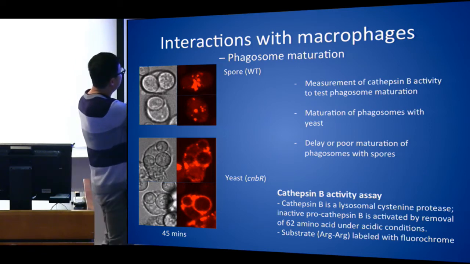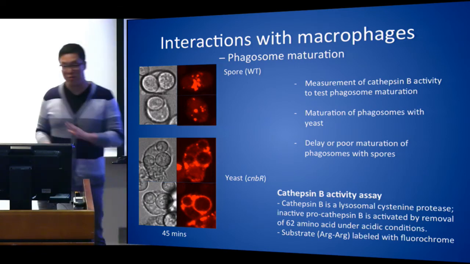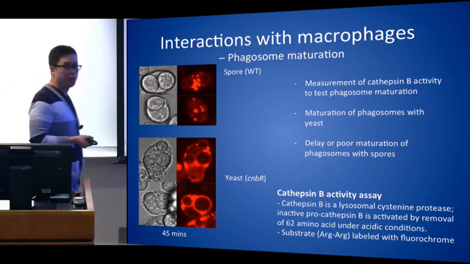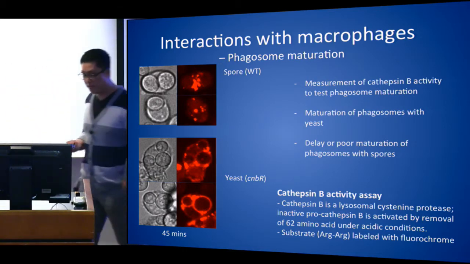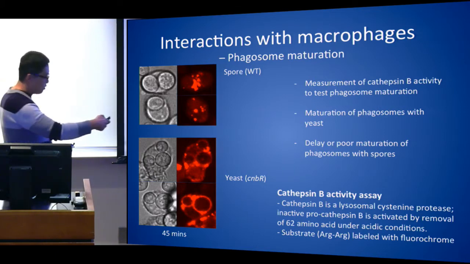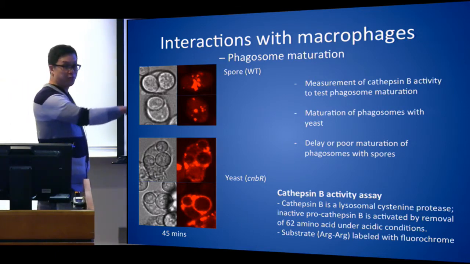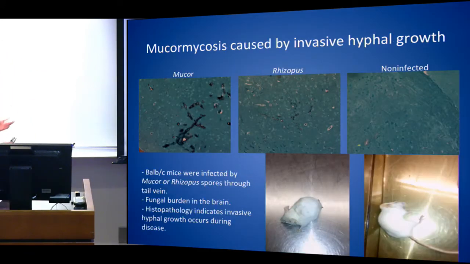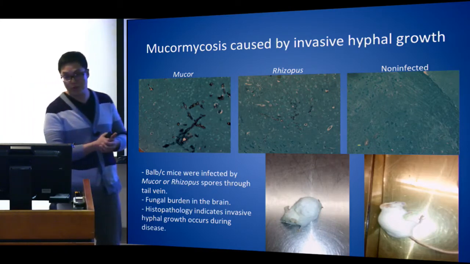But this is not the case with the spores. Phagosome maturation does not occur with the spore. So it seems like Mucor spores can escape the host defense system, or the host does not know they have a Mucor inside. We still don't know the real mechanism of this. But by the way, this could be one of the reasons yeast is less virulent than the spore or mold form. So yeah, we actually have a mouse mucormycosis model.